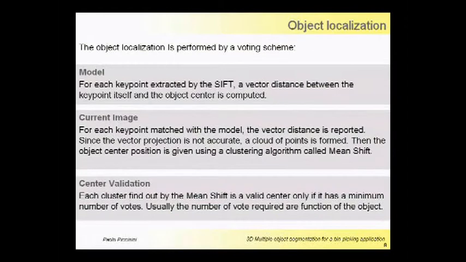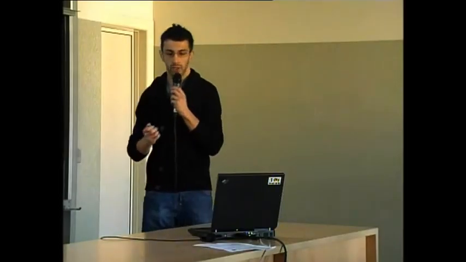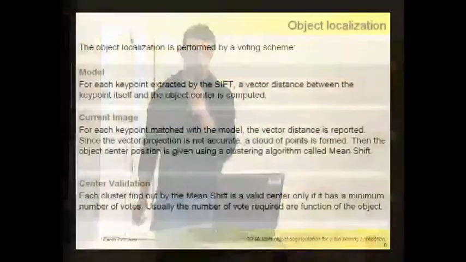The object localization is performed by a voting scheme. In the model, for each key point extracted by the SIFT, a vector distance between the key point itself and the center of the object is computed. And now, in the current image, for each key point matched with the model, the vector distance is reported. Since the vector projection is not accurate, a cloud of points is formed. Then, the object center position is given using a clustering algorithm called mean shift. At last, there is a validation step. For each cluster found with the mean shift, the center is considered correct only if it has a minimum number of votes.